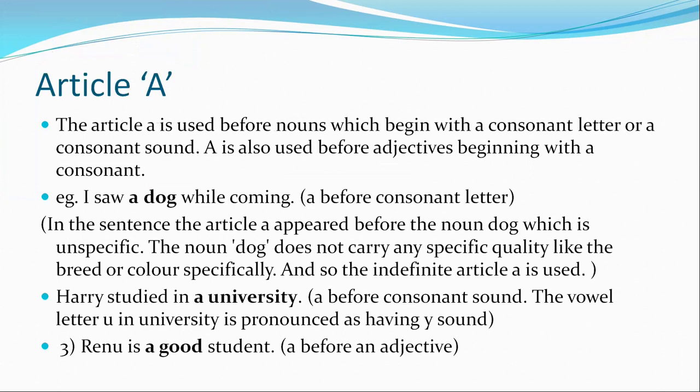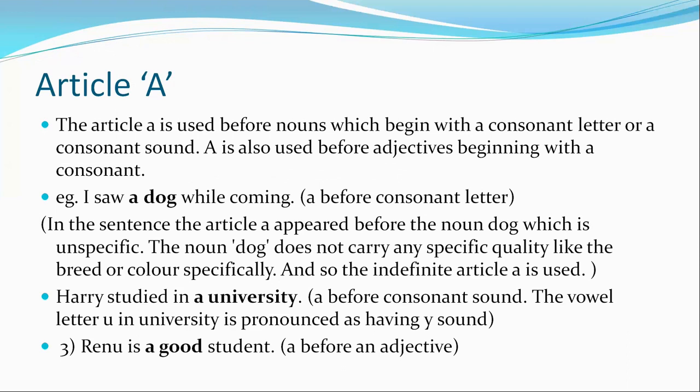Taking the article a at first, it carries a static condition that it will appear only before the word which begins with a consonant letter or a consonant sound. A can also appear before adjectives. Both a and an will also appear before adjectives. Generally, articles are meant for nouns, but articles will also appear before adjectives too.